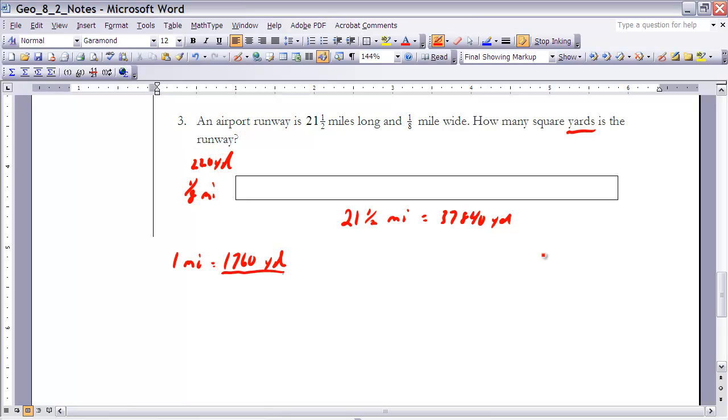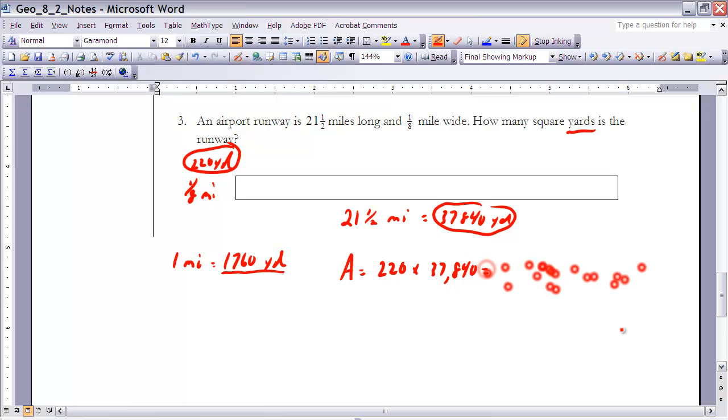So now to find the area in terms of yards, I'm going to take those two values and multiply them together. Therefore, the area is going to be equal to 220 times 37,840. So that would be 8,324,800 square yards. So that would represent the area of the runway.